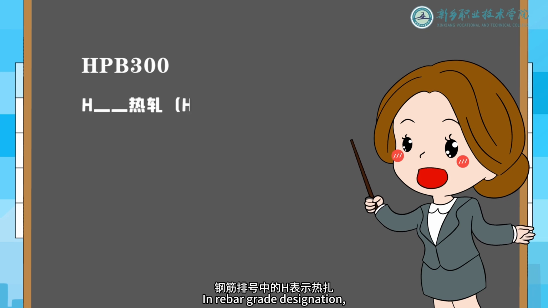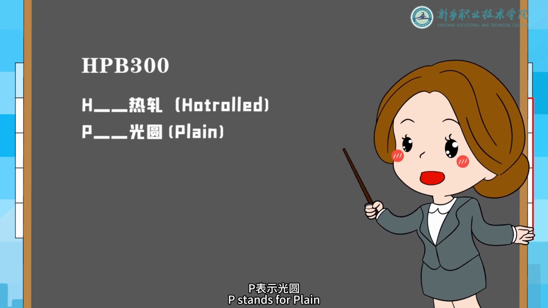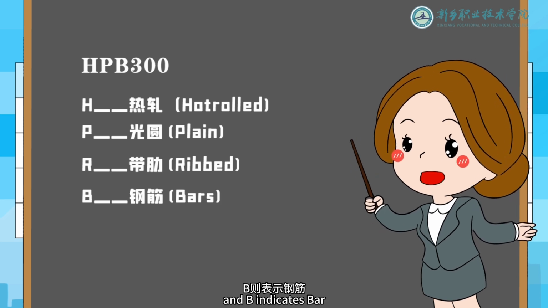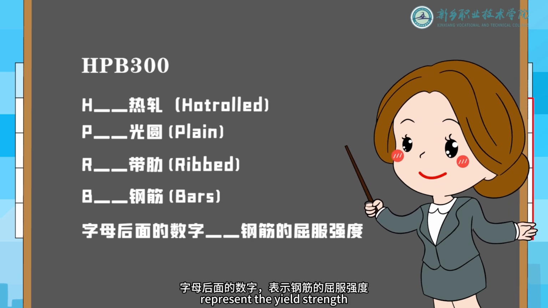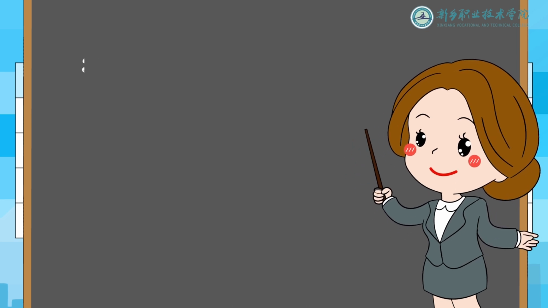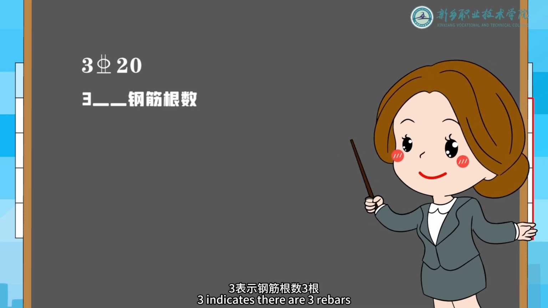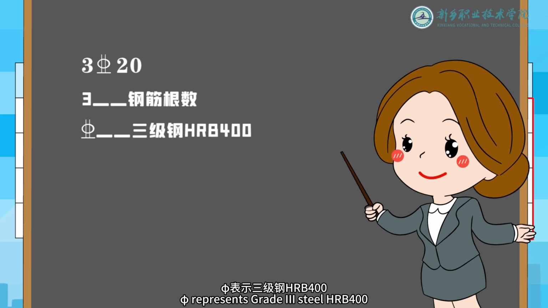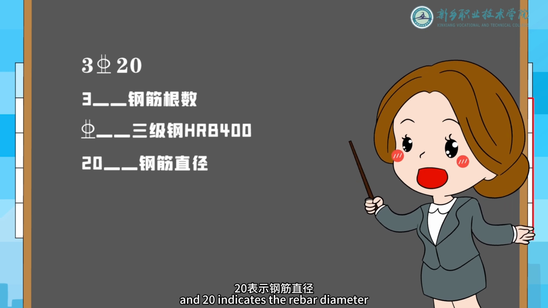In rebar grade designation, H stands for hot rolled, P stands for plain, R stands for ribbed, and B indicates bar. The numbers after these letters represent the yield strength. For example, in 3Phi20, 3 indicates there are 3 rebars. Phi represents grade 3 steel HRB400, and 20 indicates the rebar diameter.